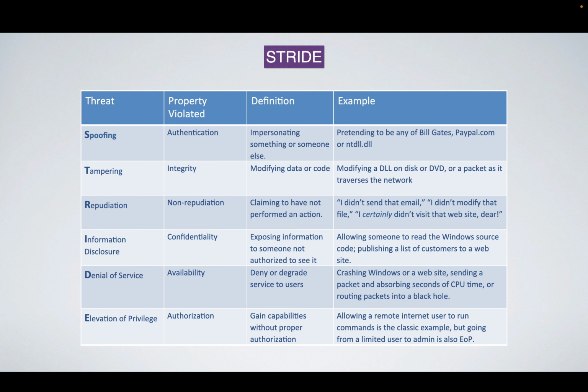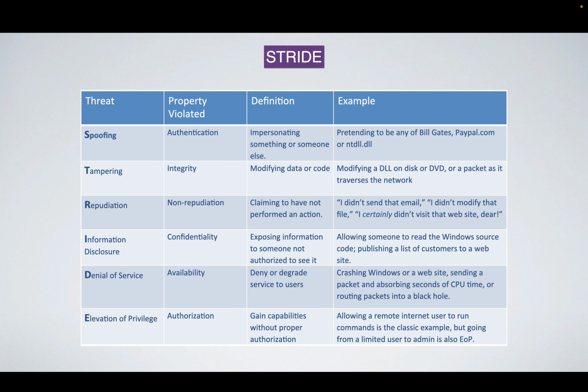STRIDE stands for spoofing, tampering, repudiation, information disclosure, denial of service, and escalation of privilege. That's the first list. Unlike CIA, which tells you the positive, confidentiality is what you want, what STRIDE does is tell you the opposite. It's what you don't want, or what the attacker is trying to do. That's why it's phrased slightly differently.